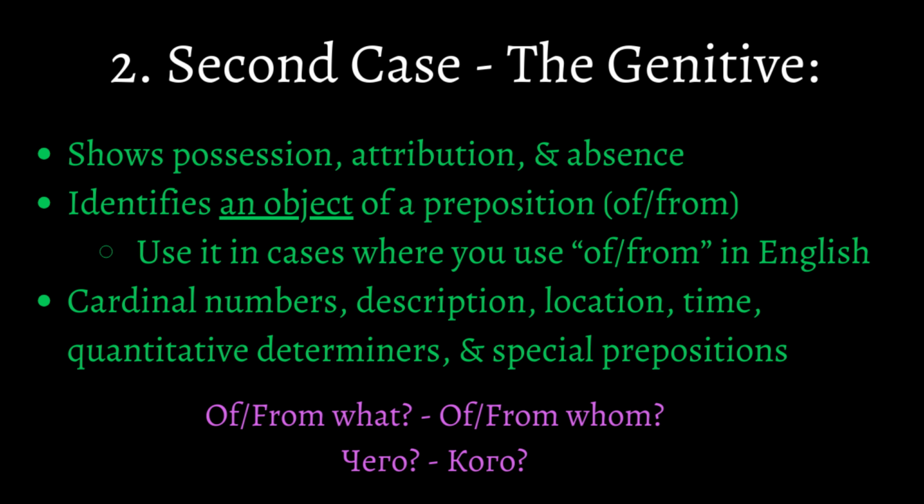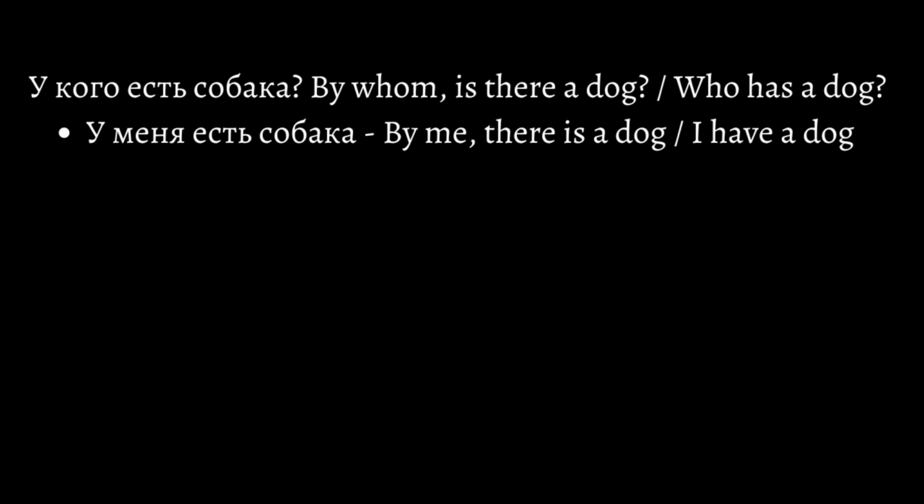Conclusively, this is how impersonal constructions work with object pronouns in the genitive case in Russian. You should always remember that the genitive answers the questions of from what and of from whom. Чего, кого. But in special constructions, these questions can expand. These questions can always be checked in any sentence, which is why it's possible to ask them across every example that I gave. For instance, we can ask, у кого есть собака? By whom is there a dog? Or formally, who has a dog? У меня есть собака. By me, there is a dog. Or formally, I have a dog.